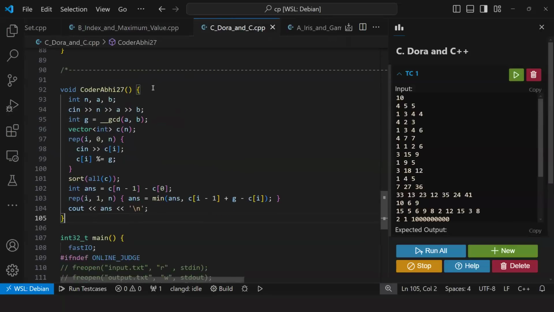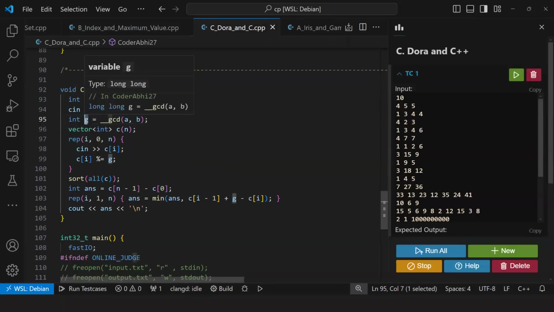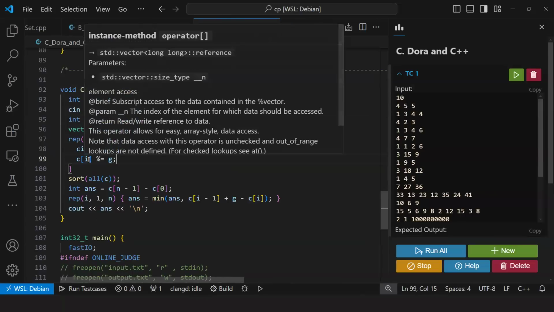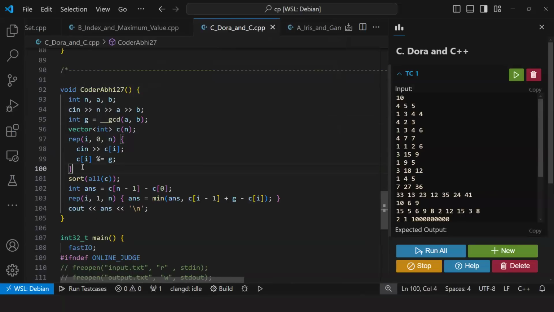Yeah, so the code is simple. You took G as the GCD of A and B. Now you just assume that you can do operations of plus G. Now, if you can do only operations of plus G, what you need to do, just while taking input, is make modulo G. I'm making all the values the remainder with G. Now I sorted all the values.